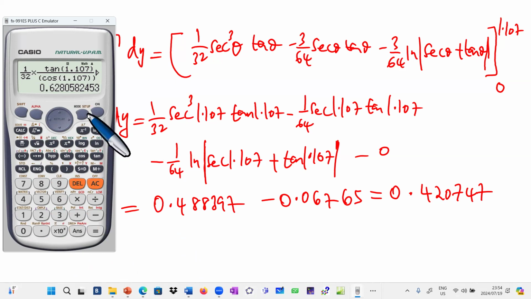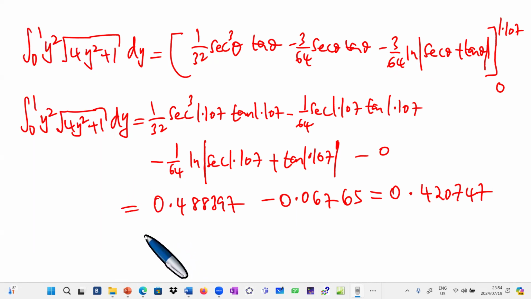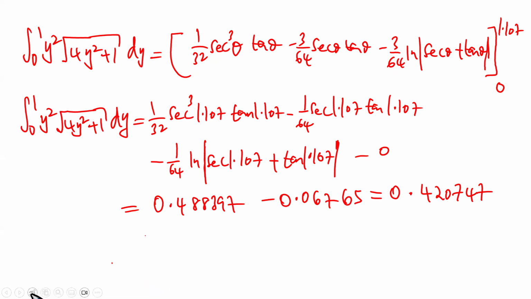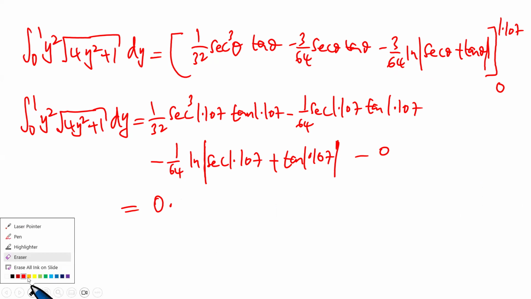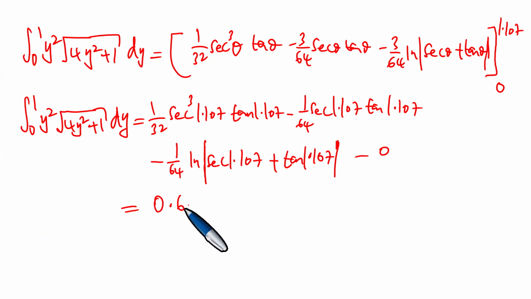So it's 0.6281. Yeah. So you can do 0.6281. Okay, let us check that one. 0.6281. So it's exactly 0.6281. And then now you minus.